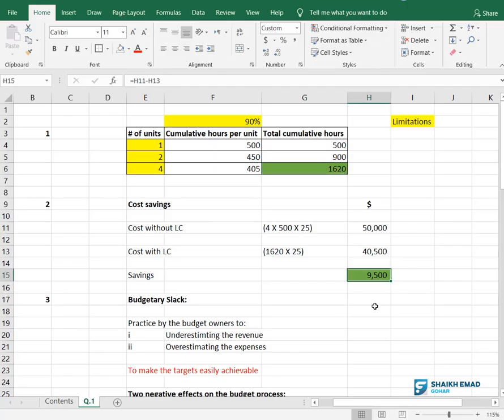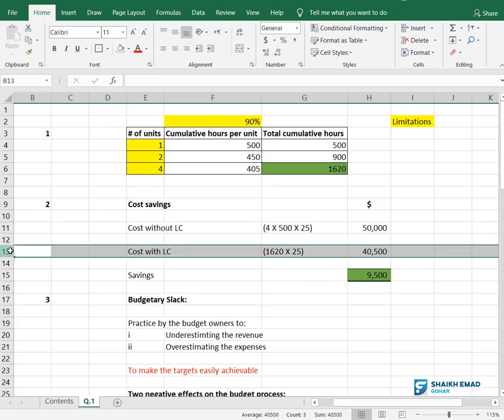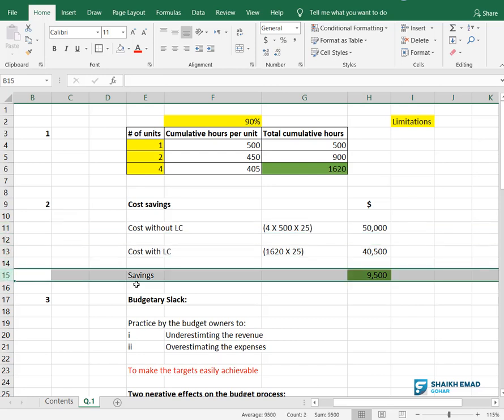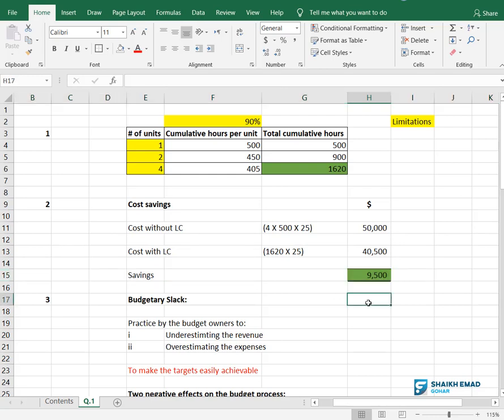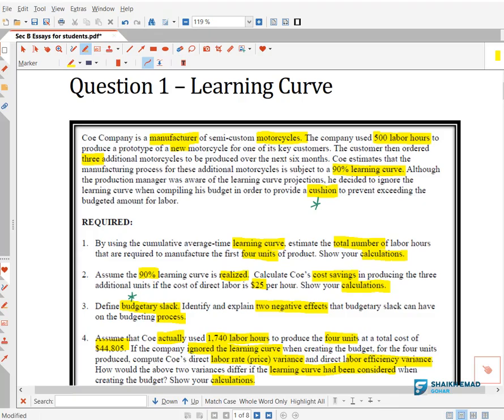So this is the answer, my friends. This is how I calculated 9,500 for you. Okay, so this is the answer for question number 2. First of all, you will see how much is my cost without learning curve? Then how much is your cost with learning curve? And this is your savings. Easy, difficult? Write in the chat box. Very easy concept, this one. Question number 3 we have already covered. Okay. Now we are going for question number 4.